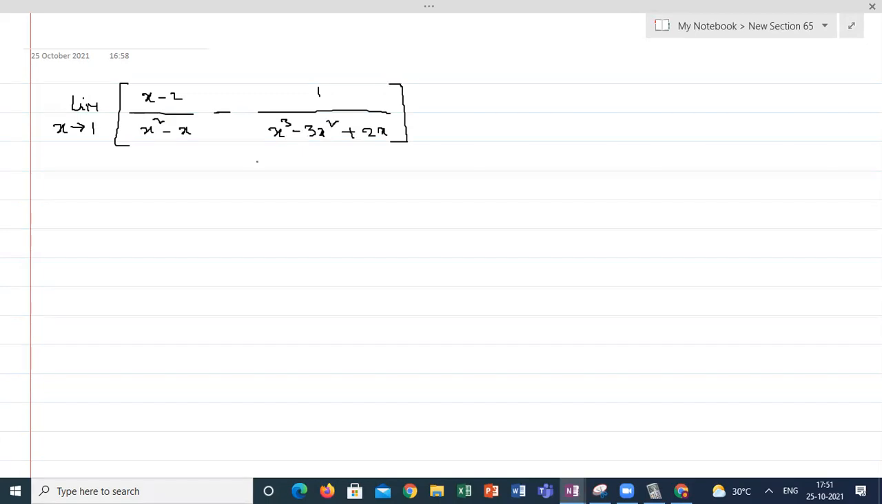Find the limit. Limit x tends to 1, x minus 2 divided by x square minus x, minus 1 divided by x cube minus 3x square plus 2x. Please calculate. Check whether it is determinate form or indeterminate form first. If I am substituting or taking the LCM, what are you getting?